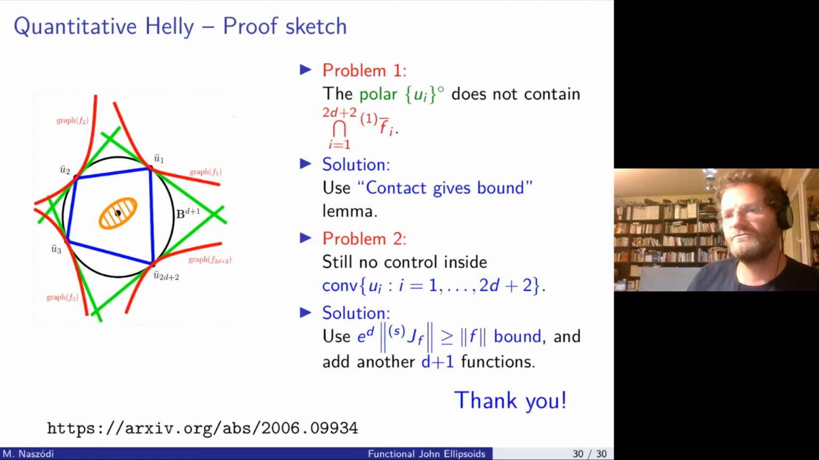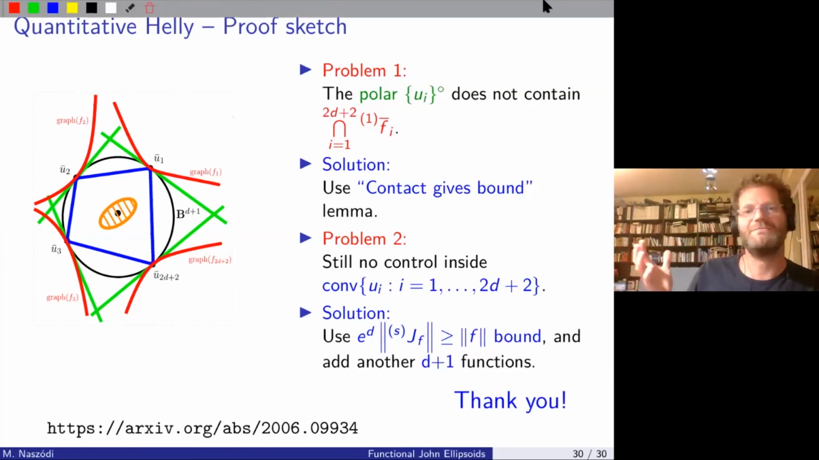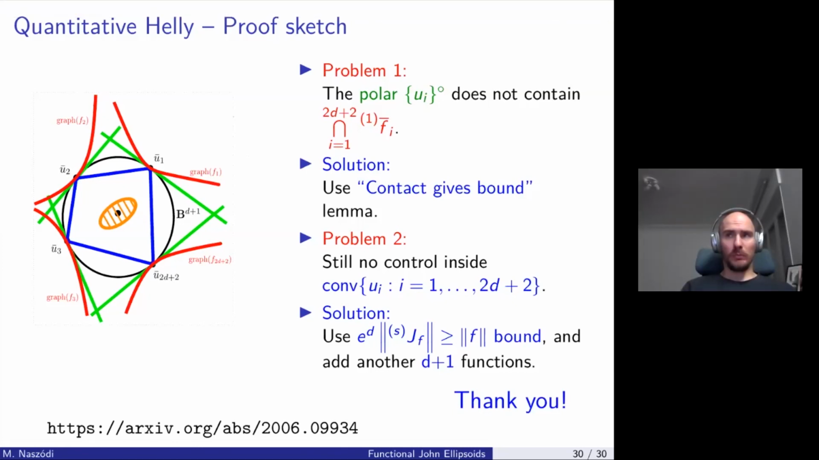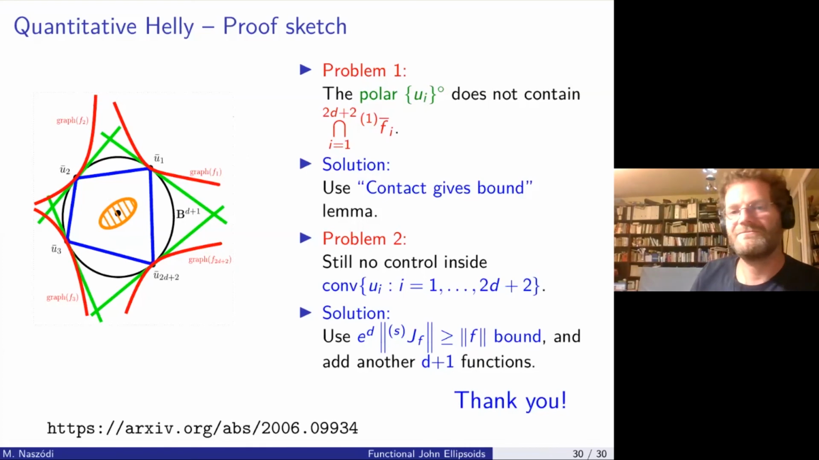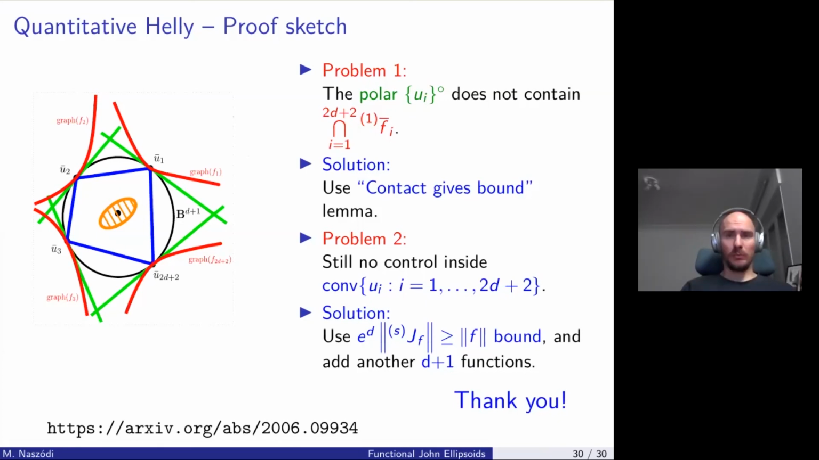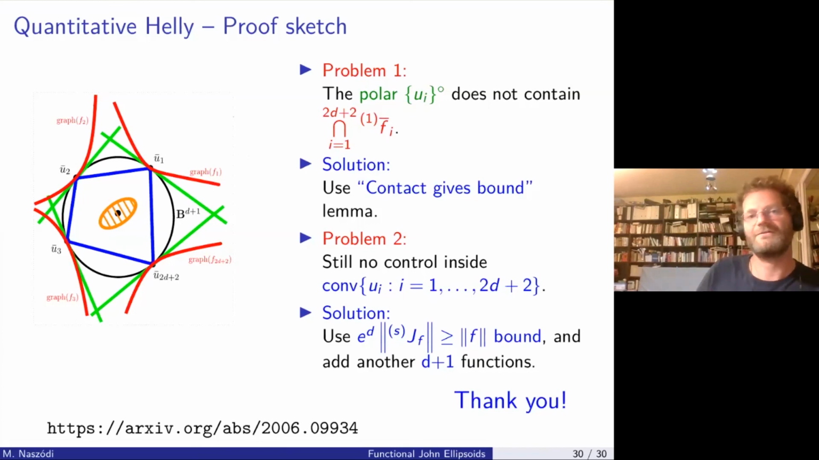From a true functional analytic point of view, I guess this is not an interesting question at all, because 2D plus 1 or 3D plus 2, these are the same, right? It's linear. But from a combinatorial or convex geometry point of view, this is interesting. Like, what's the smallest Helly number?